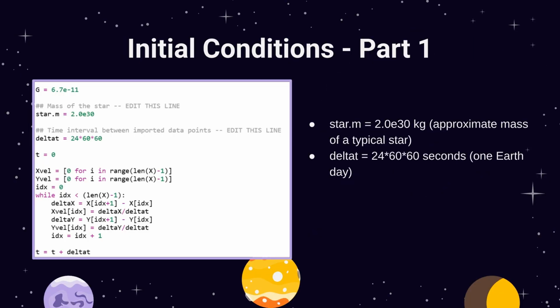For part 1 initial conditions, the two things I had to set were the star's mass and the time interval. The lab tells us that the star's mass is about 2 times 10 to the 30th kilograms, and the time between data points is 1 Earth day, which is 24 times 60 times 60 seconds. And the velocity at each data point is calculated before the main loop by dividing the change in position by delta t, which gives us the average velocity between consecutive points.